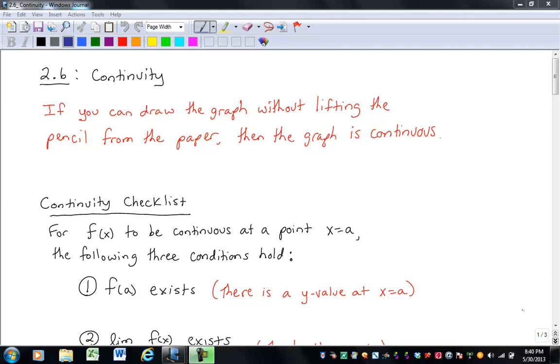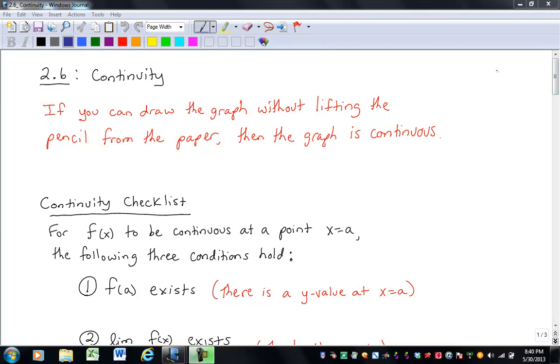2.6 is about continuity, or points of continuity on a graph. One way to think about continuity is if you can draw a graph without lifting the pencil from the paper, then it's continuous there. So there's no breaks in the graph, and you can draw it without lifting up your pencil. That's a way to look at a graph and have an idea of where it's continuous or not.